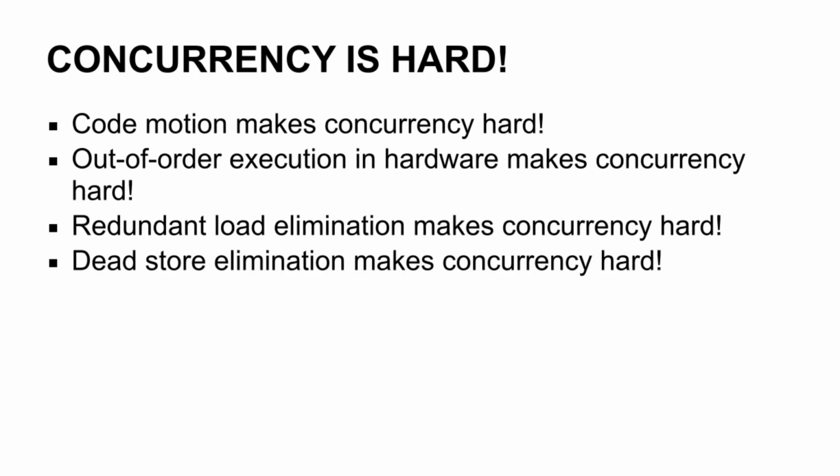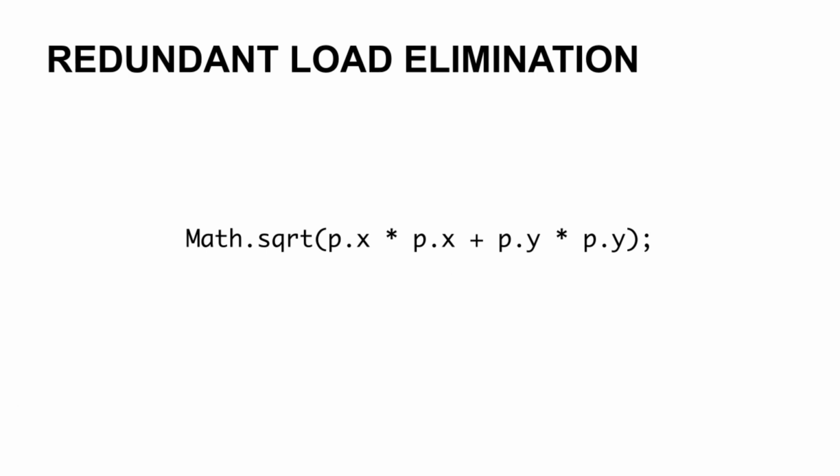And the compiler can even get rid of stores. It doesn't have to store every single value if we don't use it, and that could make concurrency hard. Let's return to our load elimination example. We saw previously that p.x can be loaded a single time, as can p.y. But even this simple optimization, which seems correct, has some surprising implications.